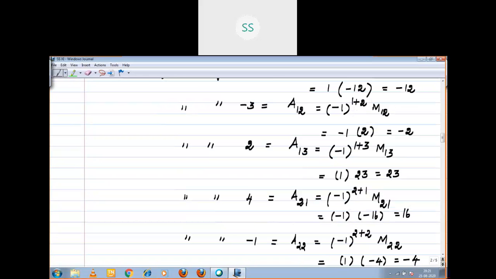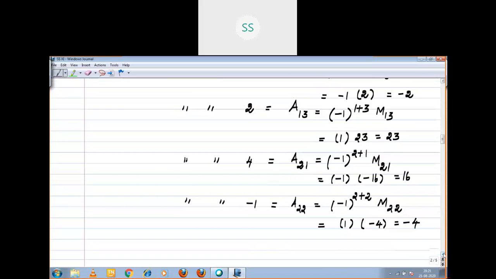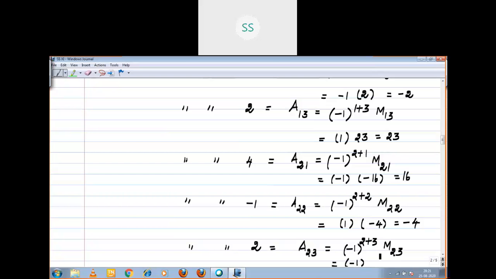Next, cofactor of 2. Cofactor of 2, that is A23, second row, third column, minus 1 the power 2 plus 3, M23. Here it becomes minus 1. What is your M23? 14, so the cofactor is minus 14. Got it, children? Still 3 more are there.